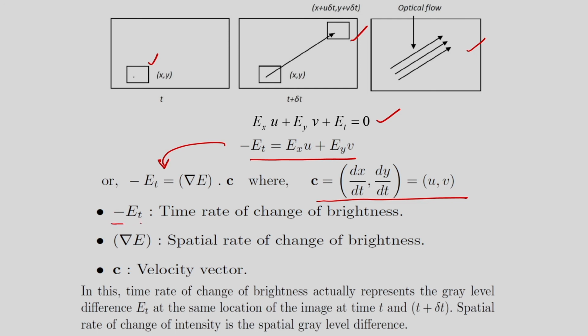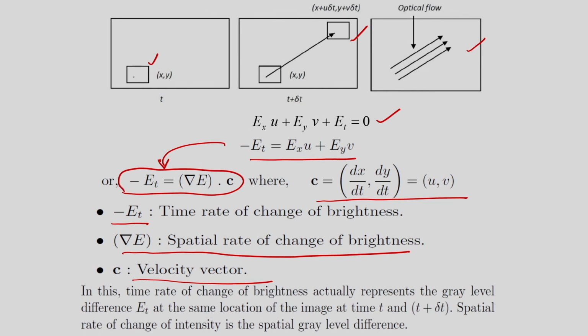And what is Et? Et means the time rate of change of brightness. So with respect to time, the brightness will be changing because of the motion. That is the time rate of change of brightness. And what is this delta E? Delta E is nothing but the spatial rate of change of brightness. So one is the velocity vector. So our objective is to determine the velocity vector from this equation.